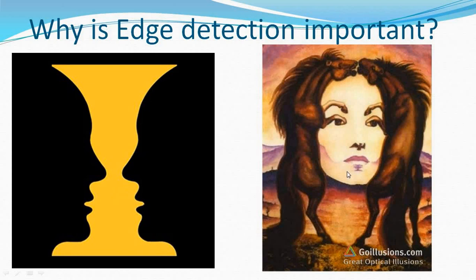Similarly, if I link this edge over here, I can see a face. These are the eyes, the nose, lips, etc. But if I link this edge, then I'll see a horse. There are two horses over here that I can see if I link these edges. That is why edge detection is important, because the perception of shape is preserved in the edges. These edges are the first information that tell us about the object.